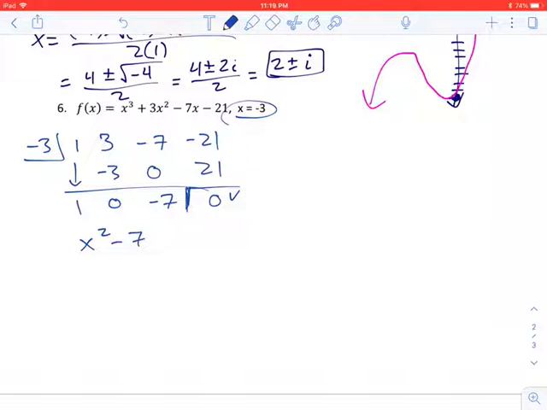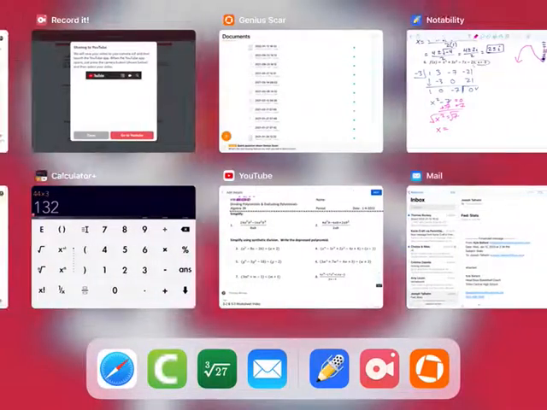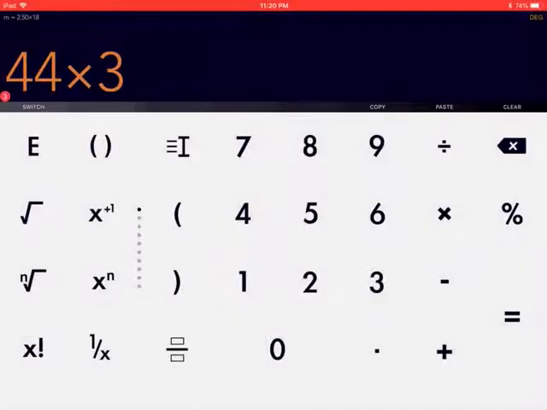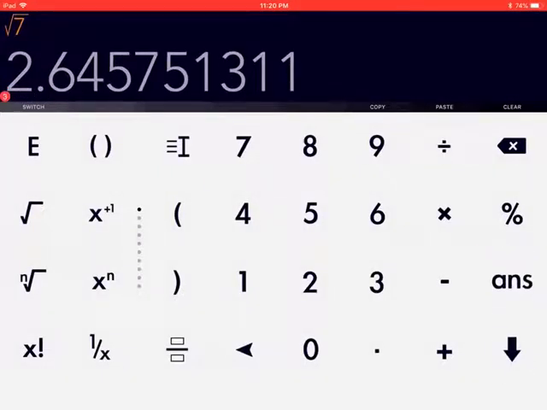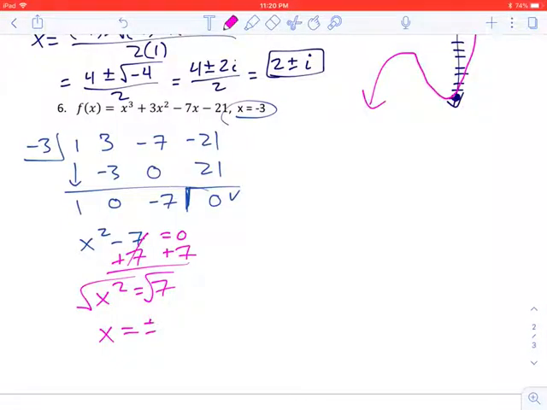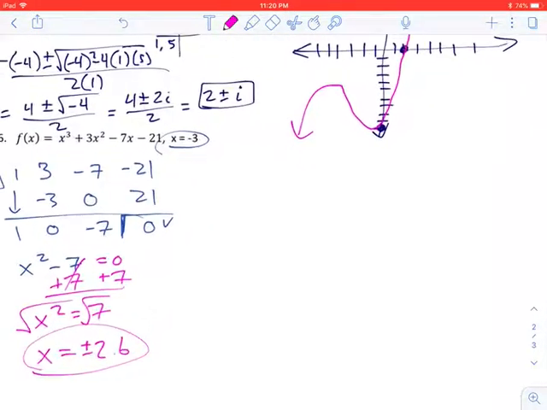And so, in this case, I know that doesn't factor, so I'm going to actually use the square root method to see what the zeros are. So plus or minus 7, x squared equals 7, square root both sides. We get x equals square root of 7, which I don't know what that is, but it's going to be 2 point something. So square root of 7, it's going to be plus or minus 2.6 or so. Okay, so those are actually zeros.